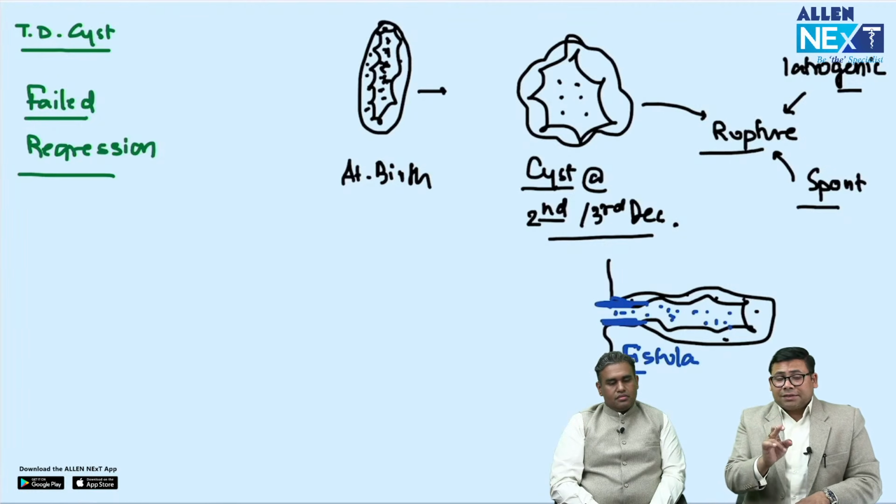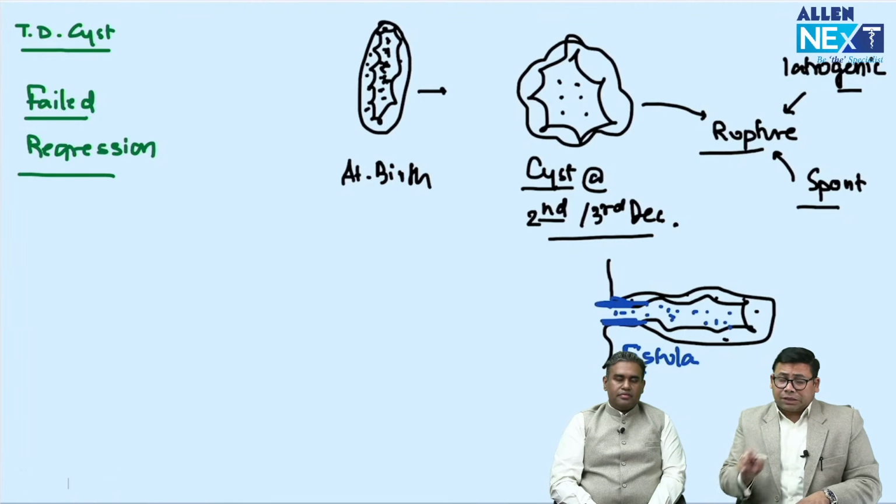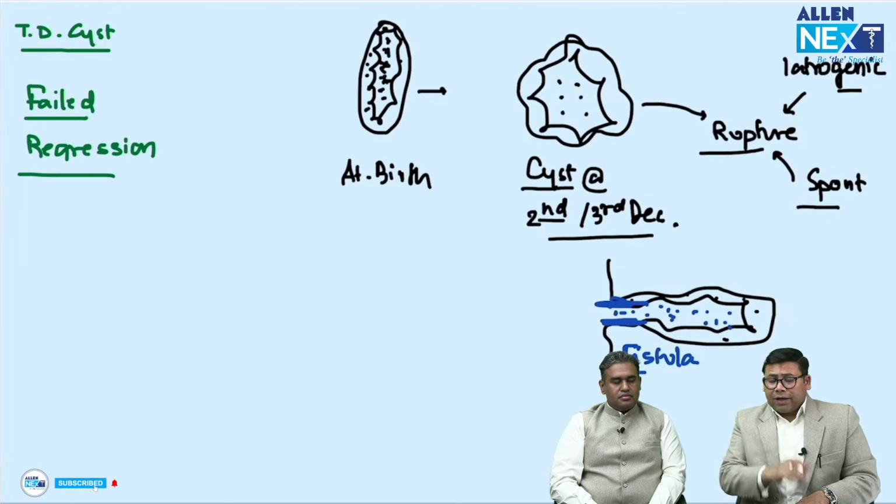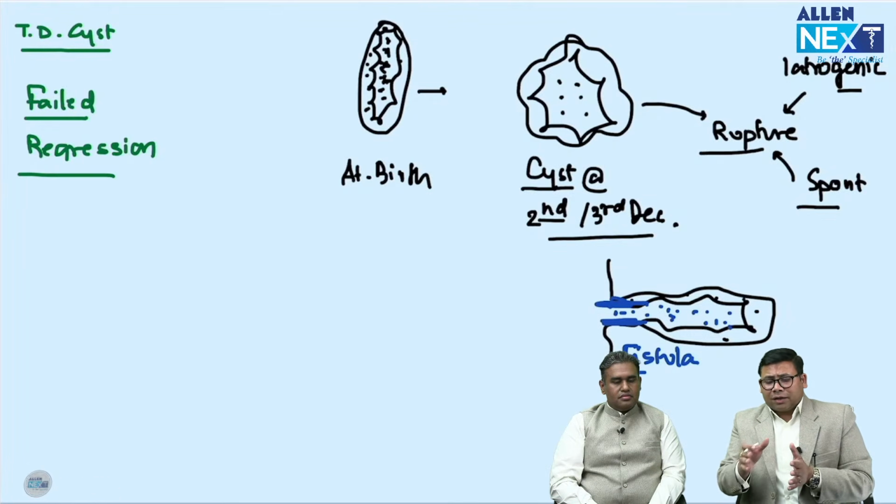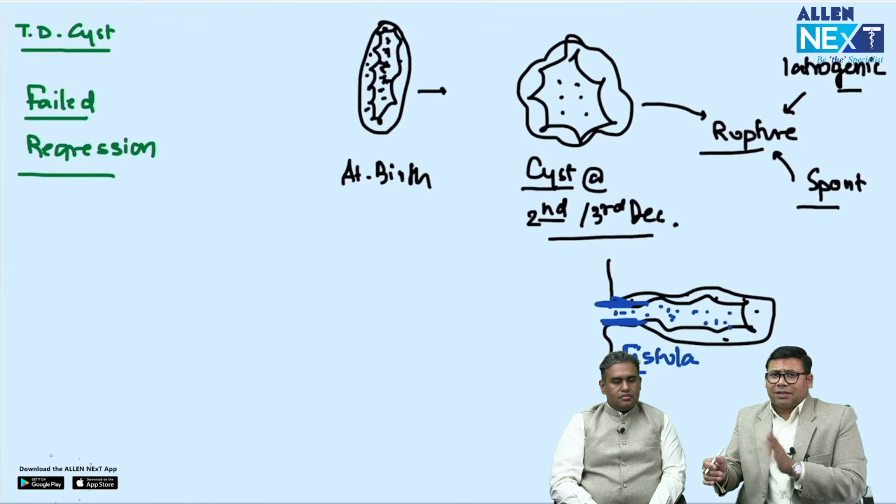So remember, cyst is congenital, but fistula is always acquired. This is a very important point. So why the cyst? Persistent thyroglossal duct converted into a cyst and cyst into a fistula. This is in front of you.